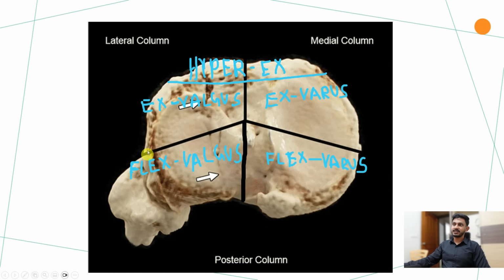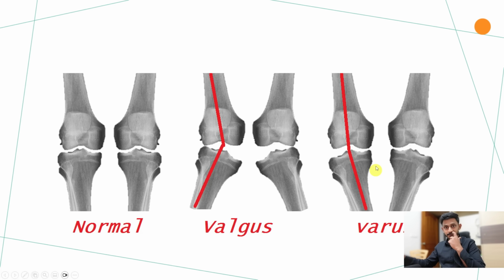So if there's an extension valgus force, it will involve the anterolateral column. Flexion valgus force will involve the posterolateral column. Extension varus force will involve the anteromedial column, and the flexion varus force will involve the posteromedial column.